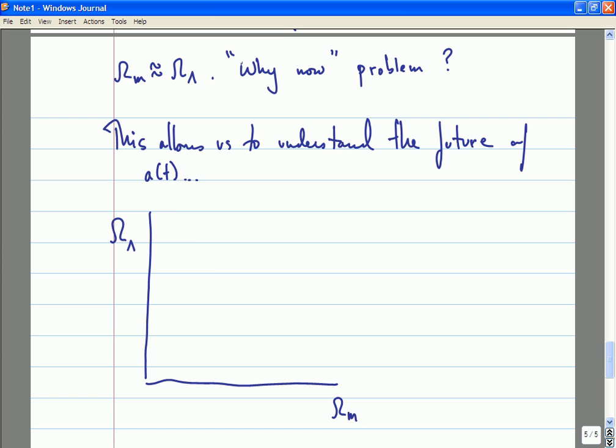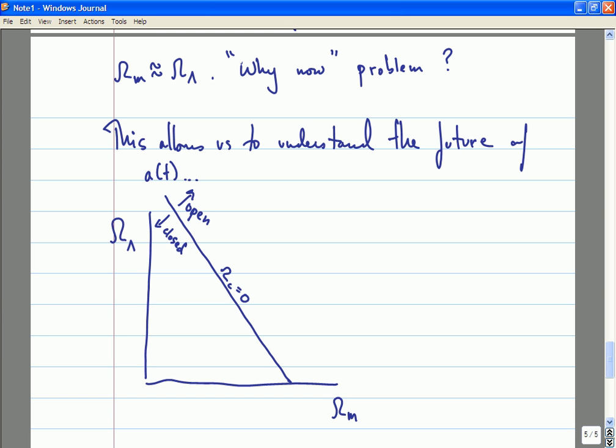So a line of constant omega curvature is a 45-degree line. So for example, here I've drawn the line where omega curvature is equal to 0. And if you're on this side of the line, then omega curvature is positive, and we have an open universe. And if you're on this side of the line, omega curvature is negative, and you have a closed universe. So depending on where we live on this chart, the universe will either be open or closed.